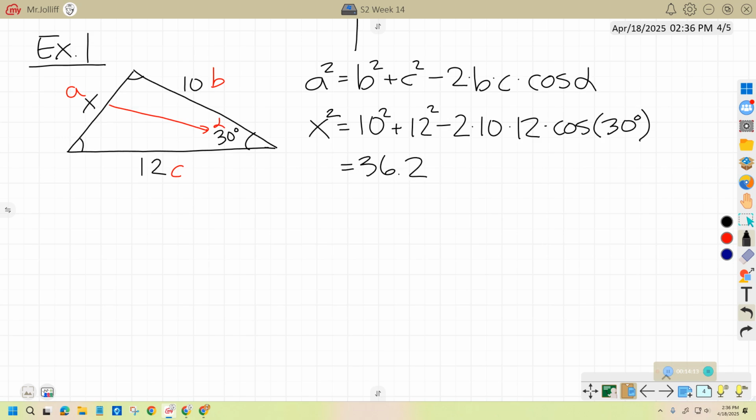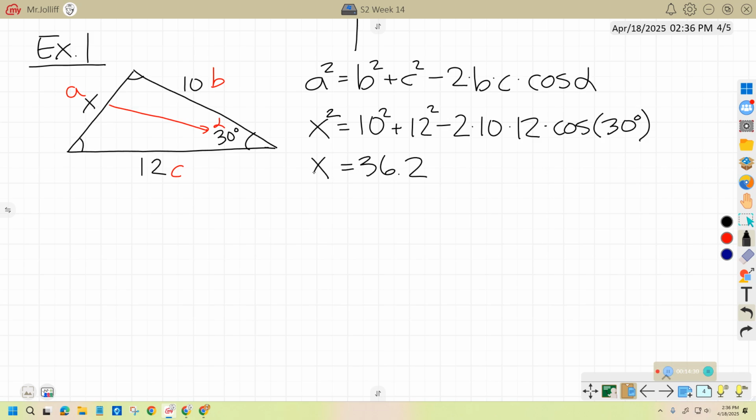I get 36.2 rounded to 1 decimal place. I see some nodding. Yay! Question: is that 36.2 my missing side length? Why no? Yes, very good.